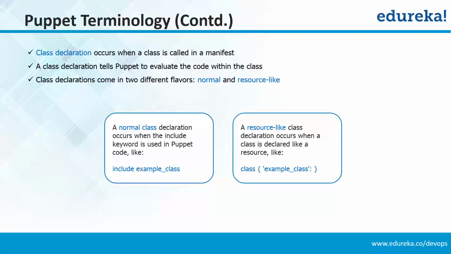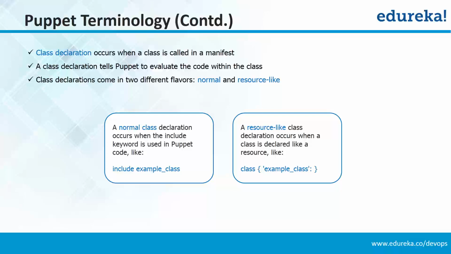Now look at the second example. The second one is the preferred way. If you look at it, we have a class, but notice we are not putting any class name. We are putting the class keyword and curly braces, and we are mentioning the name of our class within single quotes.